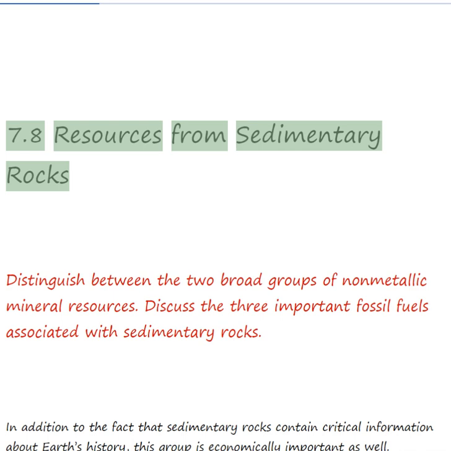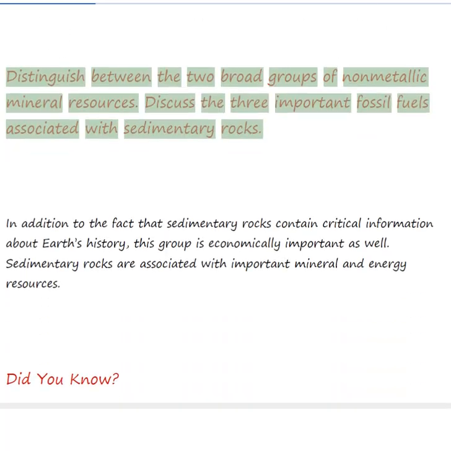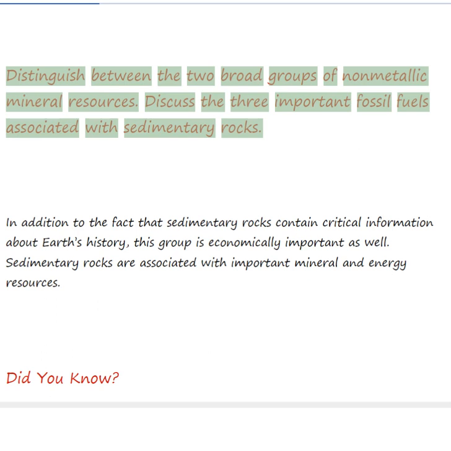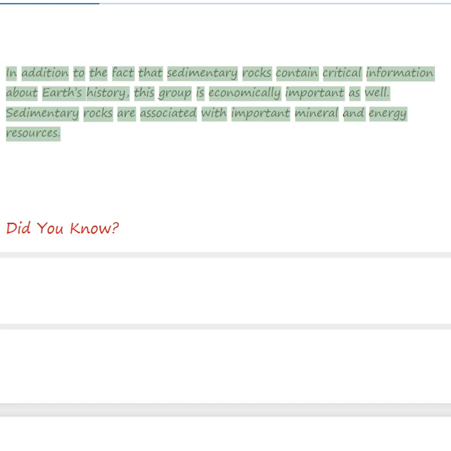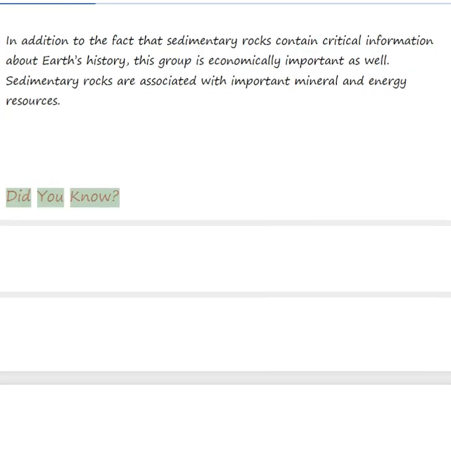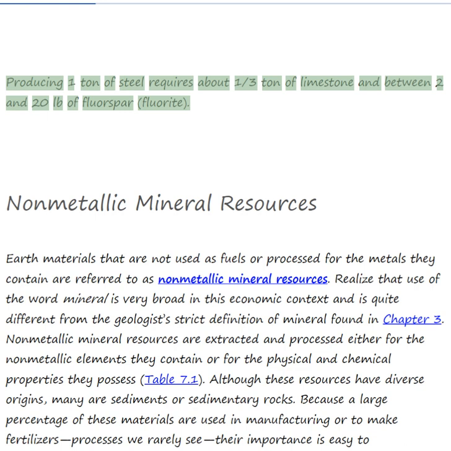7.8 Resources from sedimentary rocks. Distinguish between the two broad groups of non-metallic mineral resources. Discuss the three important fossil fuels associated with sedimentary rocks. In addition to the fact that sedimentary rocks contain critical information about Earth's history, this group is economically important as well. Sedimentary rocks are associated with important mineral and energy resources. Did you know? Producing 1 ton of steel requires about 1/3 ton of limestone and between 2 and 20 pounds of fluorspar.